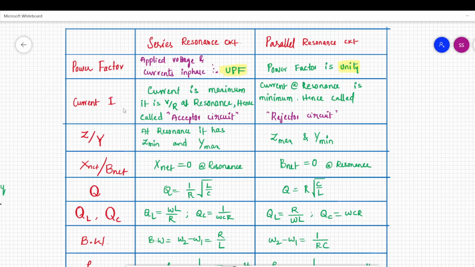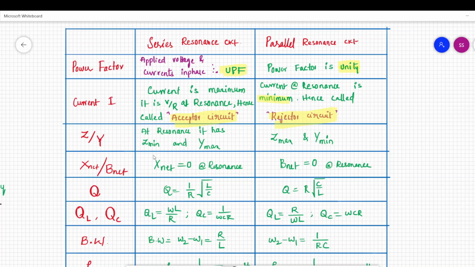Okay, now let us see the current. Current is maximum in case of series resonance circuits, and hence it is called acceptor circuit. Series resonance circuit is also called as acceptor circuit. So this is one of the famous questions for objective. And what about parallel resonance circuit? Current at resonance is minimum for parallel resonance circuit, hence it is called rejector circuit.